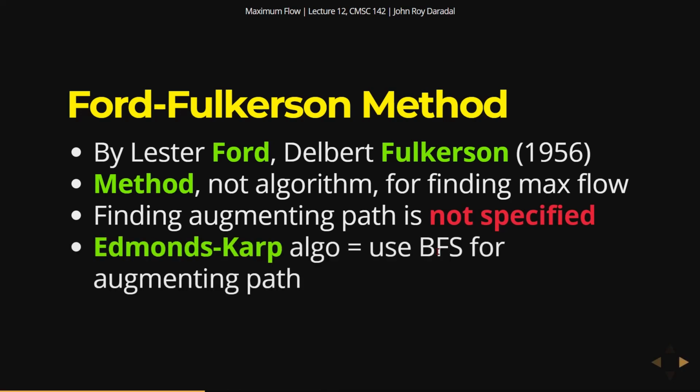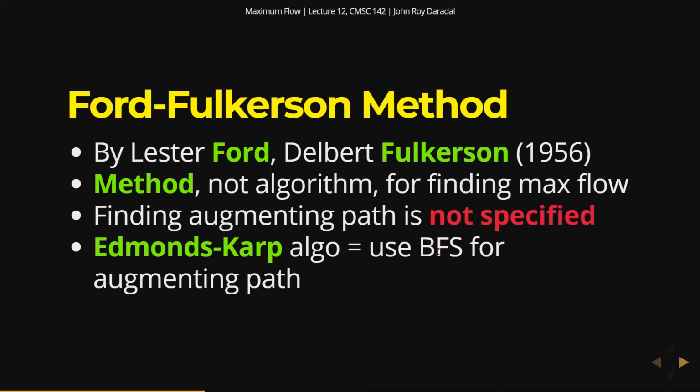As an example, the Edmonds-Karp algorithm is a Ford-Fulkerson method implementation which uses breadth first search, or BFS, for finding the augmenting path. And there are other algorithms that implement the Ford-Fulkerson method that use a different way to find the augmenting path. So it varies. I'll just discuss what the Ford-Fulkerson method does.